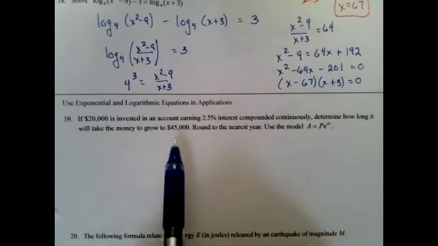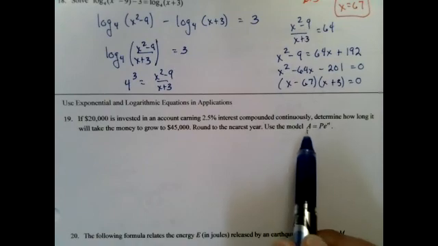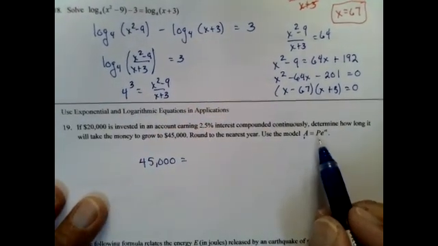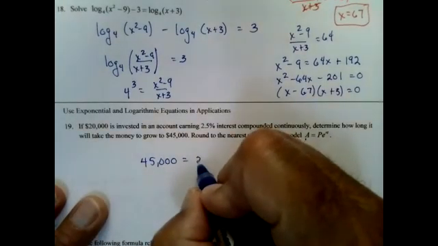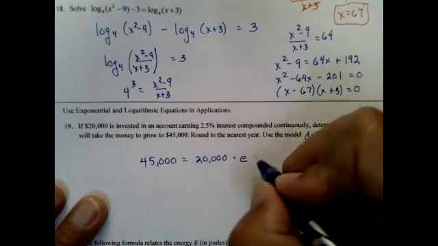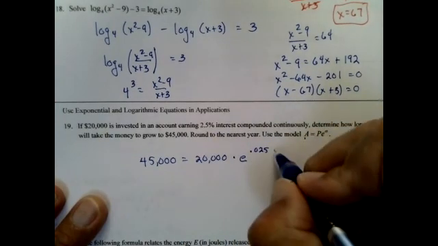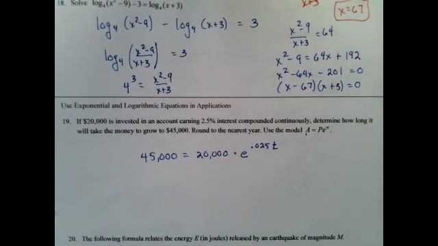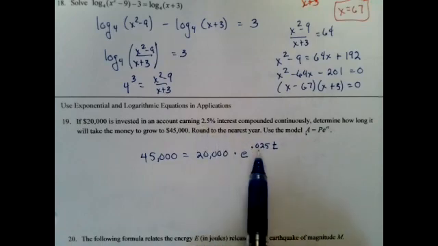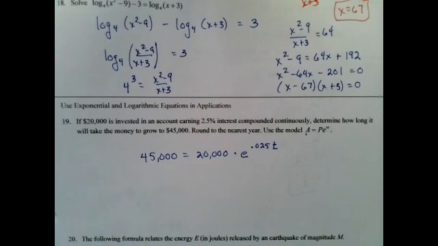How long would it take your money to grow to 45? I'd like to have $45,000, so my A is going to be $45,000. My principal, what I started with, is $20,000, times e raised to the rate 0.025, times the time, which is t, which is what I need to solve. This is the amount I wanted to end up with, and this is the amount I started with. It's being compounded continuously, so I use this formula: e to the rate, 2.5% is 0.025, t is time. How long would it take for that to happen?